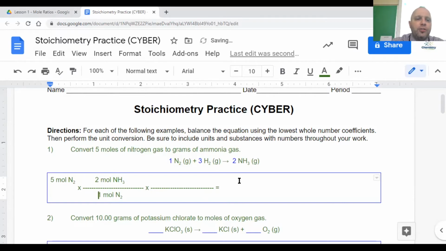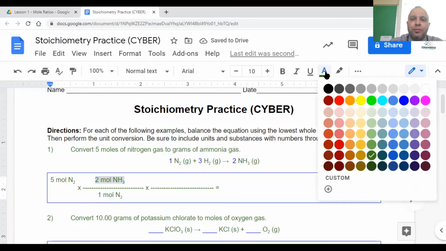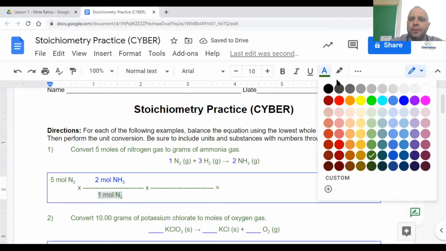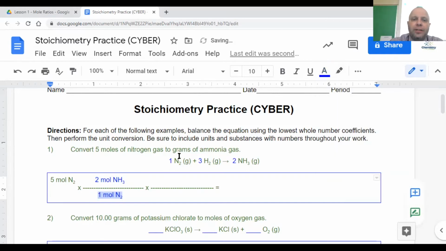The other thing that I want to do, again, to remind everyone that we are using the numbers from the balanced equation for this part, is I'm going to turn these both blue, just as a reminder that we're getting the coefficients from up here. Okay, for my next part, I'm going to now convert from moles of ammonia to grams of ammonia.